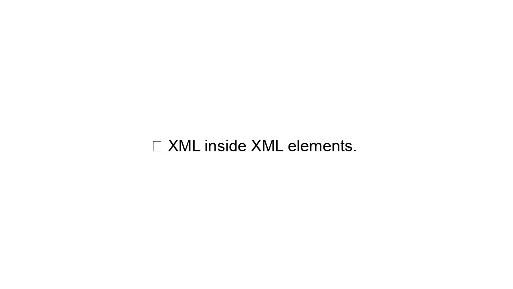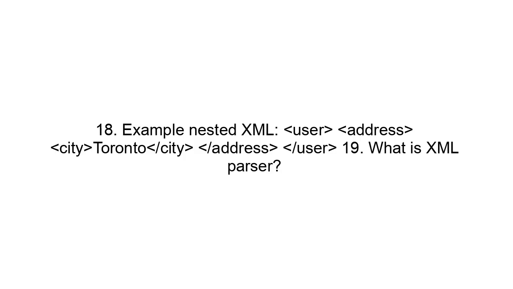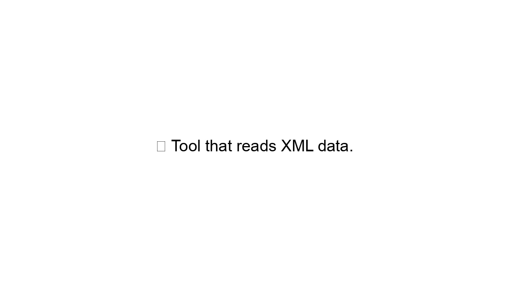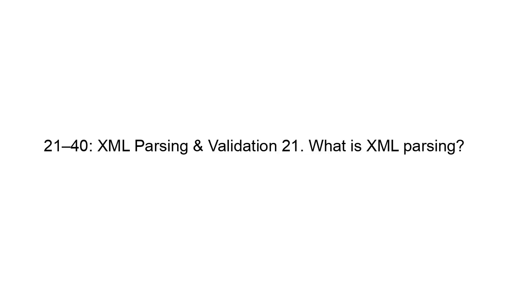17. What is nested XML? XML inside XML elements. 18. Example nested XML. <user><address><city>Toronto</city></address></user>. 19. What is XML parser? Tool that reads XML data. 20. What is XML tree structure? Hierarchical parent-child structure.